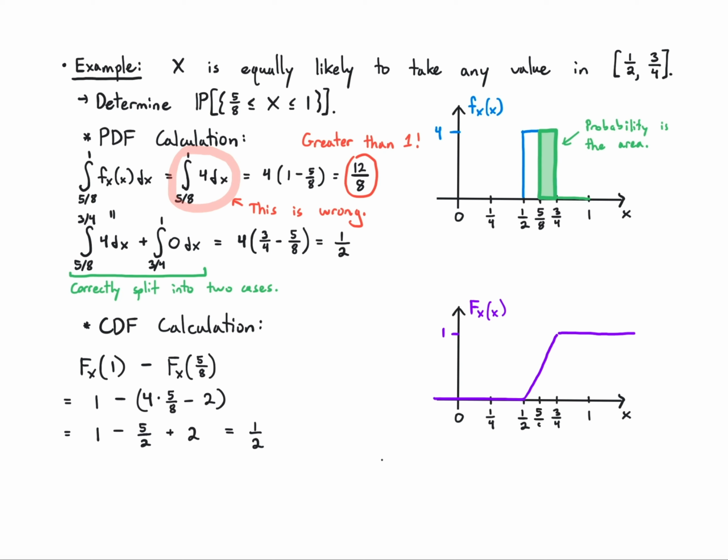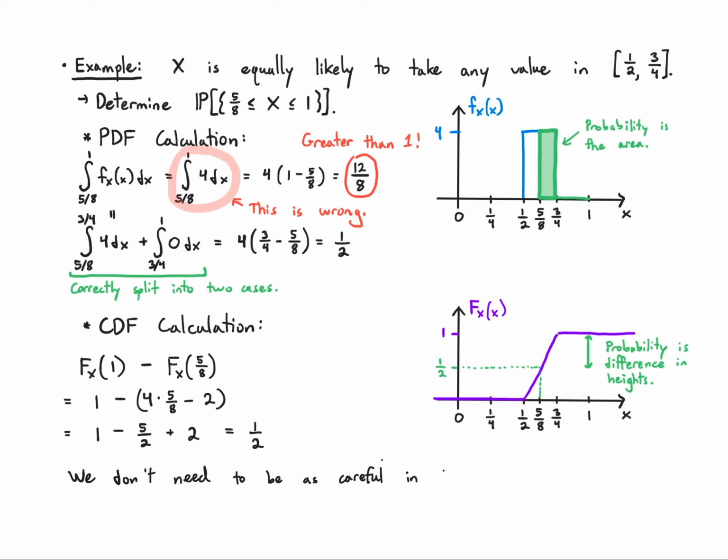Visually, what was going on is I went to 5/8, I found that the height there was a half, and I took the difference in heights. The difference in heights was just a half because I was going from 1 down to a half. And the great thing here is that since we've already worked out the integral to get the CDF, I don't need to be as careful.